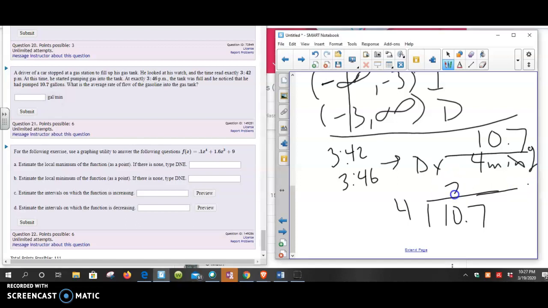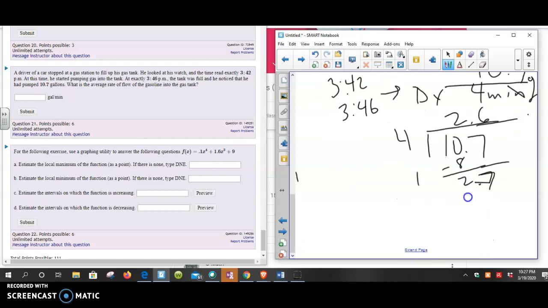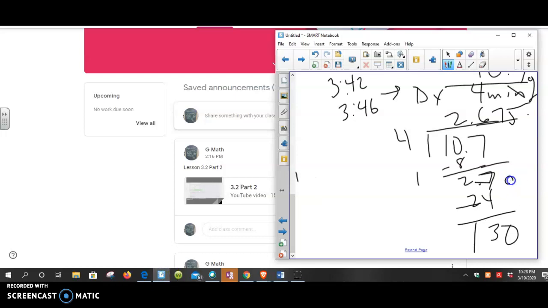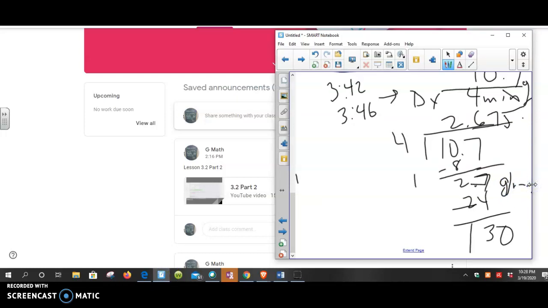So it's going to be 2. You're going to get 8. You're going to get 2.7. And you're going to get, what's that going to be? It's a point here. 7, not 7, but 6. 24. So it's going to be 24, and you subtract 3, bring down the 0. 26.75. So it looks like 2.675 for that one. And that is gallons per minute. So put that back, okay.